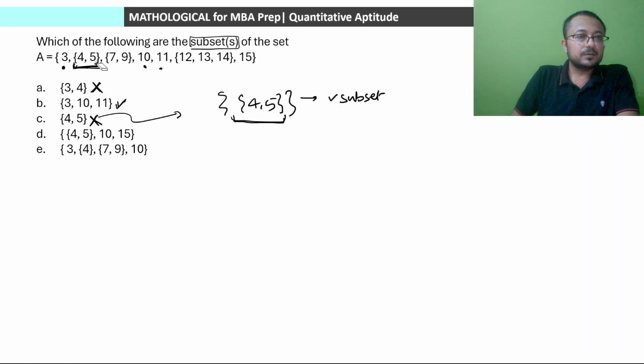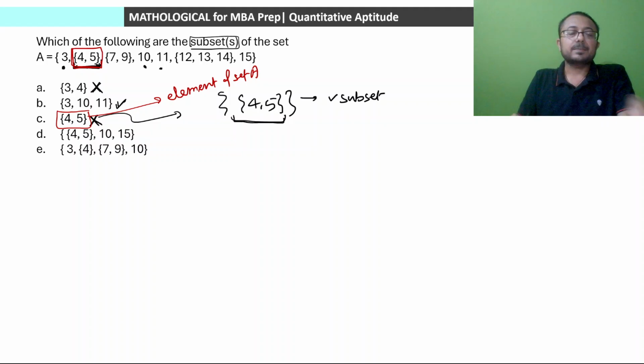ठीक है, because this is the element, the set containing 4, 5, that is the element. ठीक है, set containing 4, 5, that is the element. So this mentioned here, this is the element of set A, not a subset. ठीक है, सबसेट तब होगा जबकि this element is contained in parenthesis as an element. Is that clear? So this will be a subset, but option C is not a subset.